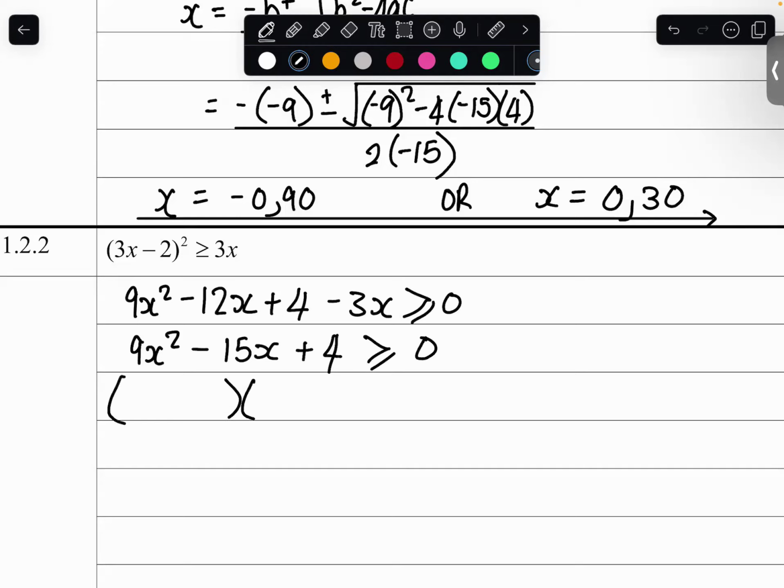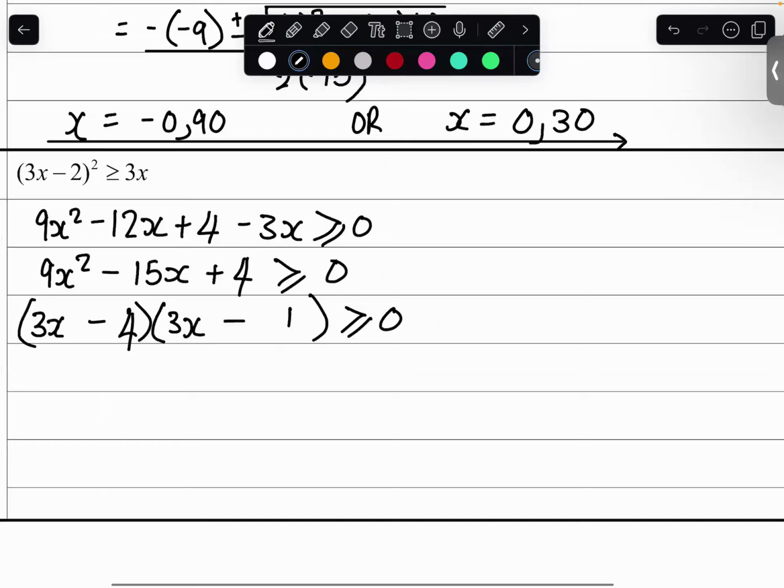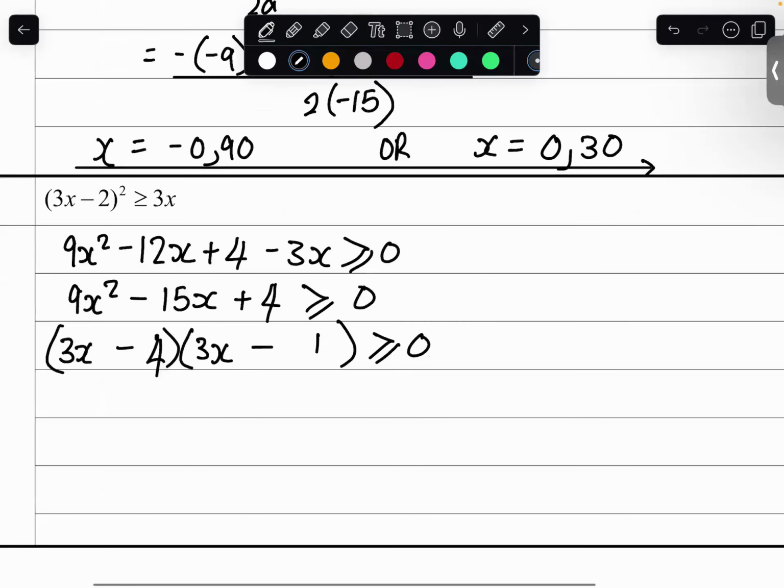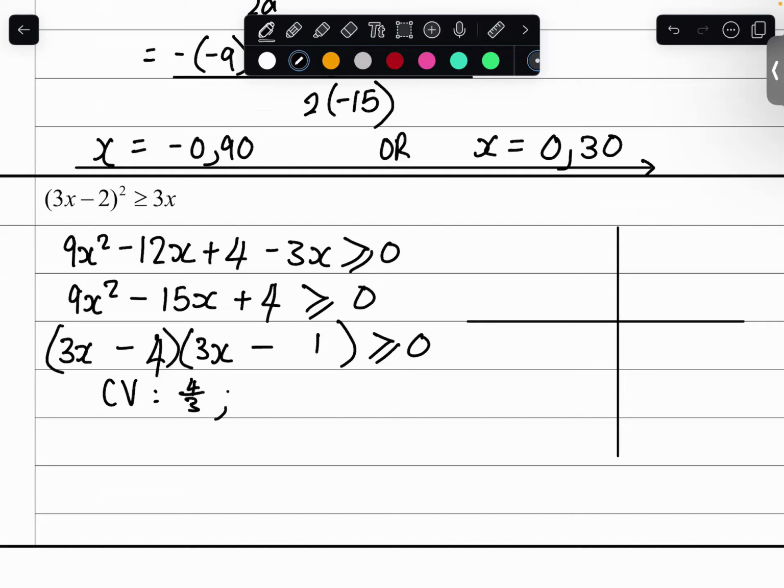When we factorize this, 9x is 3x and 3x, and 4 and 1. Both are negative. That's greater than or equal to 0. There's two ways that you can do this. I'm going to use the parabola way for now. So your critical values here are going to be 4 over 3 and 1 over 3.